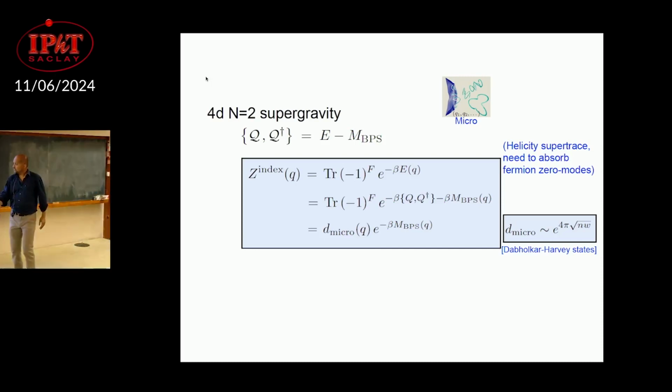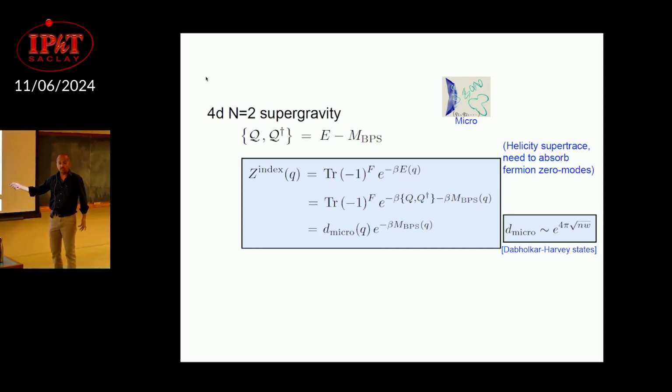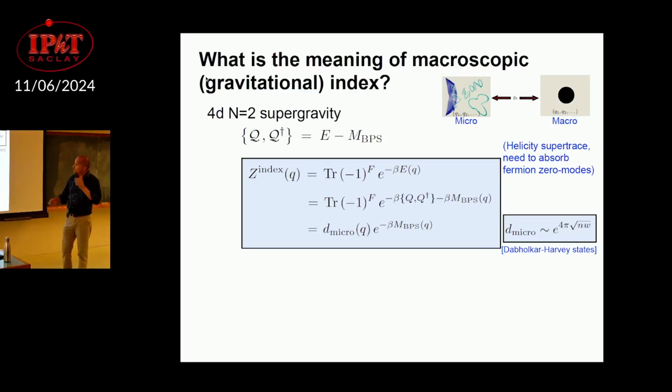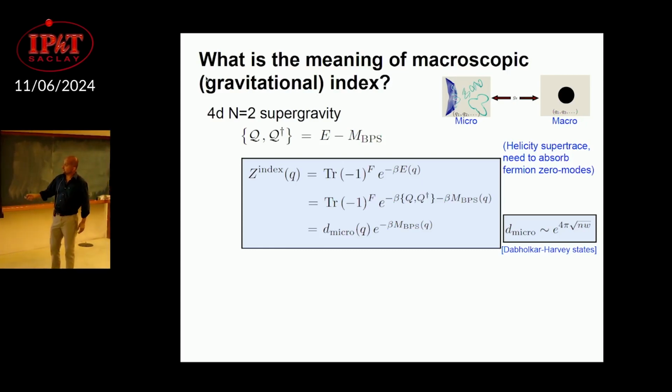Now, the main question is, this is the value of the index. I can calculate this in some examples, and the question is, what's the meaning in gravity? So this is some weak coupling calculation, then I make the coupling strong, and what is the meaning? Now, in gravity, there is no trace. We don't know of a Hilbert space, at least not for the most general black hole.